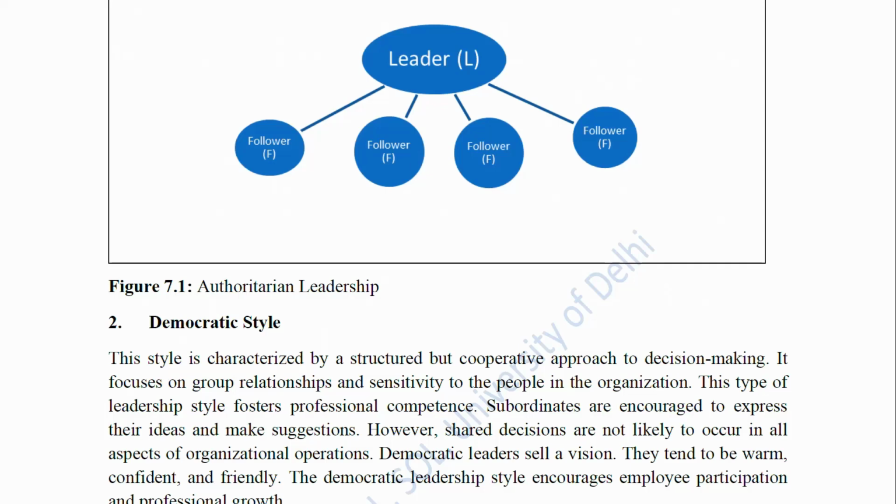Second, democratic style. This style is characterized by a structured but cooperative approach to decision making. It focuses on group relationships and sensitivity to the people in the organization. This type of leadership style fosters professional competence. Subordinates are encouraged to express their ideas and make suggestions.